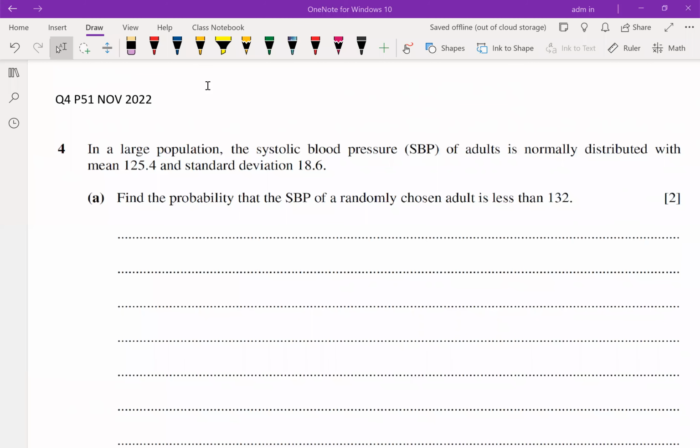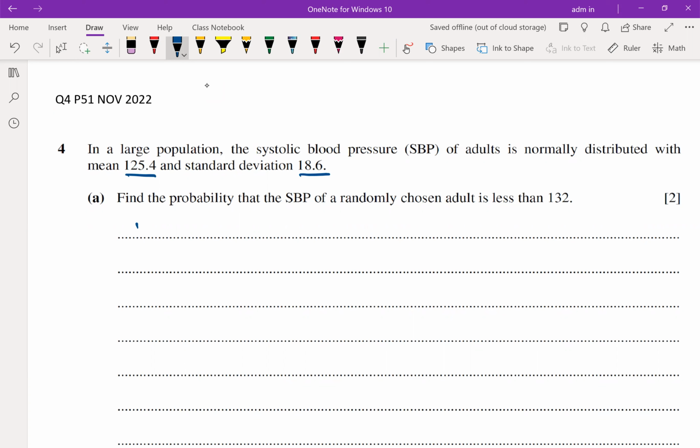Hello guys, in this tutorial I'm going to solve question number 4, paper 51, November 2022. In a large population, the systolic blood pressure SBP of adults is normally distributed with mean 125.4, standard deviation 18.6. Find the probability that SBP of randomly chosen adults is less than 132.